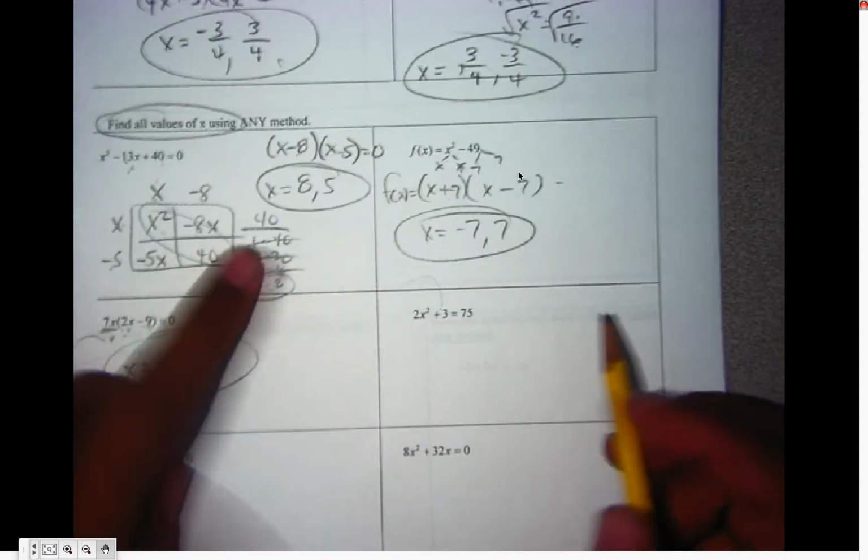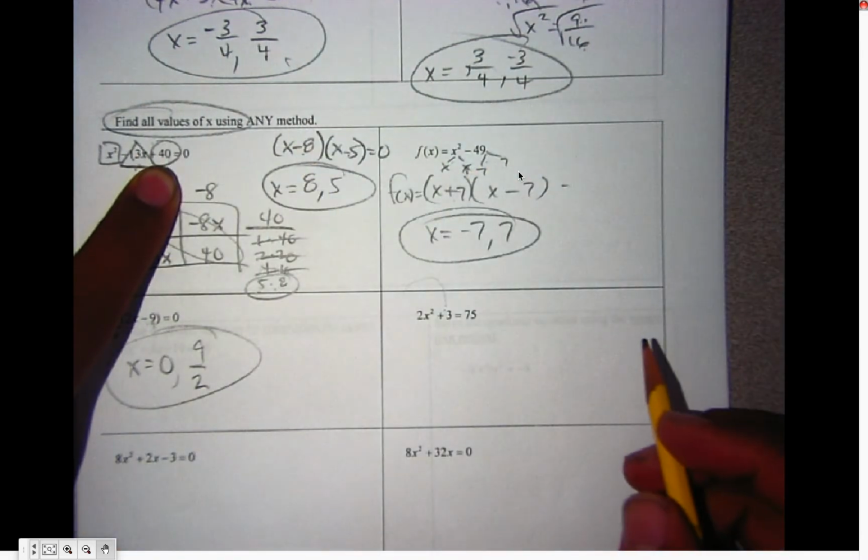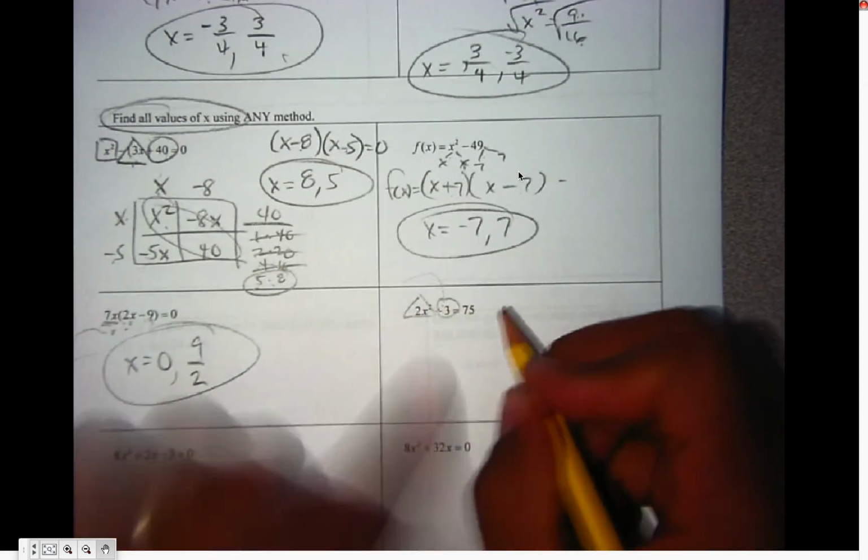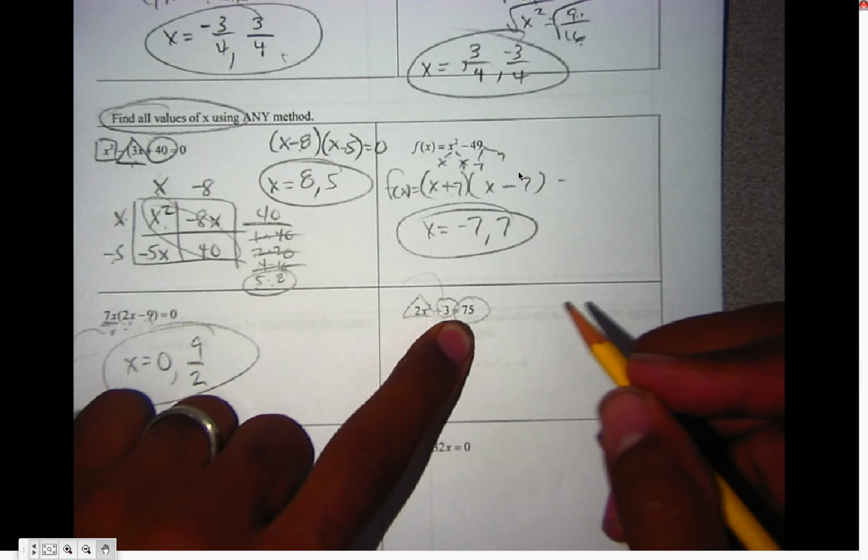Okay, so now look at the difference between these two. This has x squared, has x, and then it has another number with no x. Those are all different, 3 different numbers. But then this one, that's x squared, that's a number with no x, and that's a number with no x. So we have 2 numbers with no x, so that means we need to put them together, okay?